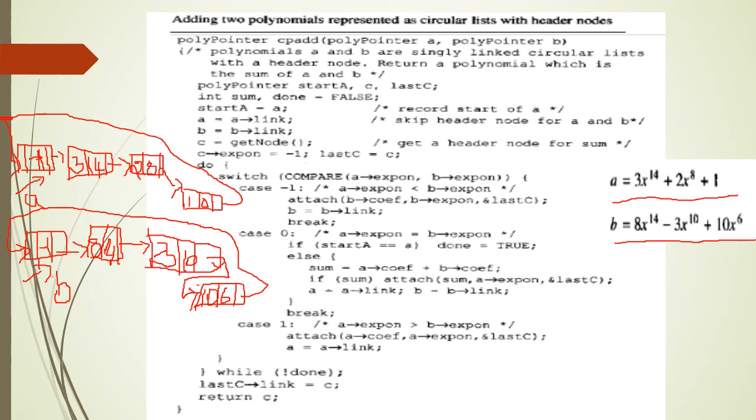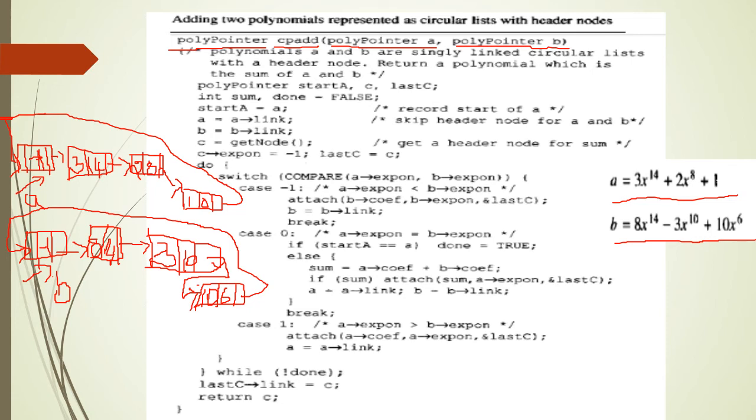So we'll see how this function works. Return type of this function is polypointer, because it will return the resultant polynomial. Name of the function is cAdd, circular polynomial addition. It will take two polynomials: the first polynomial is stored as a singly linked list with a header node, pointed to by A, that's why it's a polypointer. The second polynomial is stored in memory with a header node, and it is pointed to by B. And we'll take some more variables: polypointer startA, C, lastC.